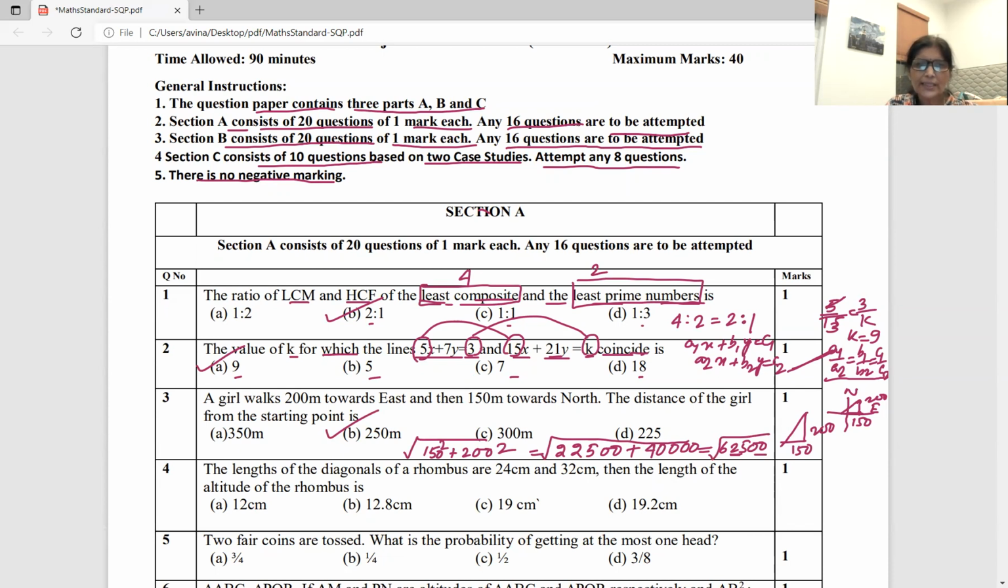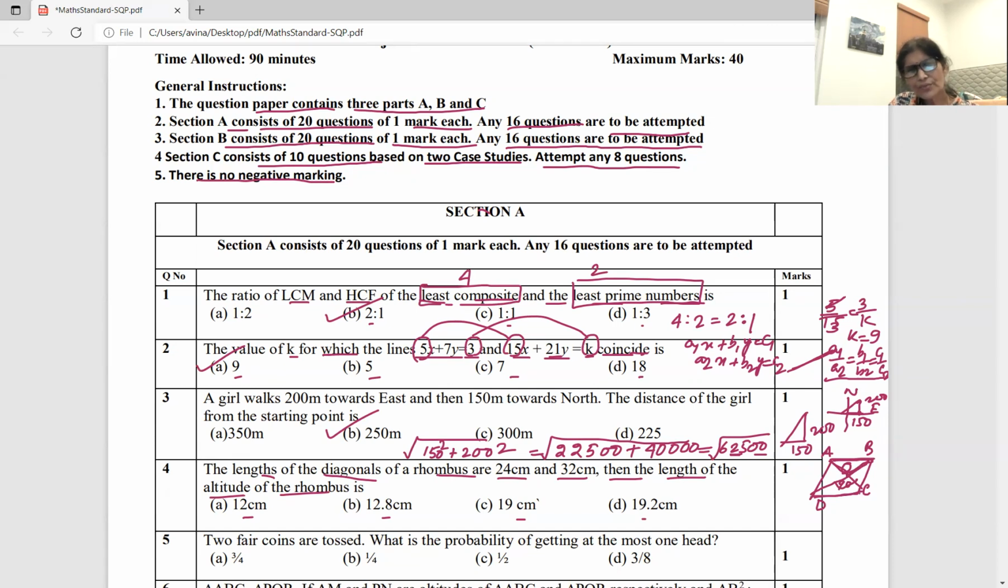Question number 4. The lengths of the diagonals of a rhombus are 24 and 32. The length of the altitude of the rhombus is 12 centimeters, 12.5, 19 or 19.2. This is a slightly tricky question because the side of the rhombus is not given, which you have to find out. Diagonals are given. So this is ABCD. In a rhombus, diagonals bisect each other at 90 degrees. So you can get side CD or AB by the Pythagoras theorem, because the angle is 90 degrees. AO is half of AC, one diagonal, and BO is half of the other diagonal. So the side AB we can get.